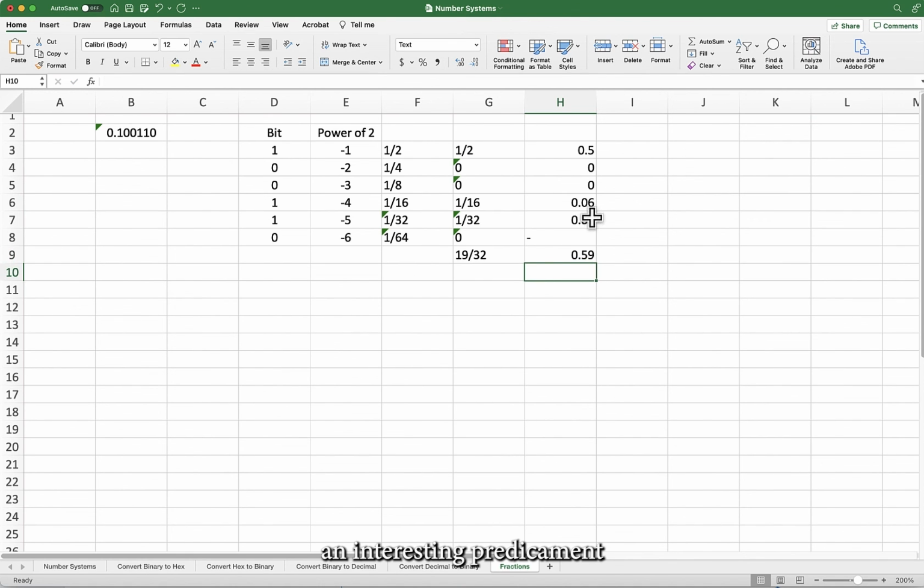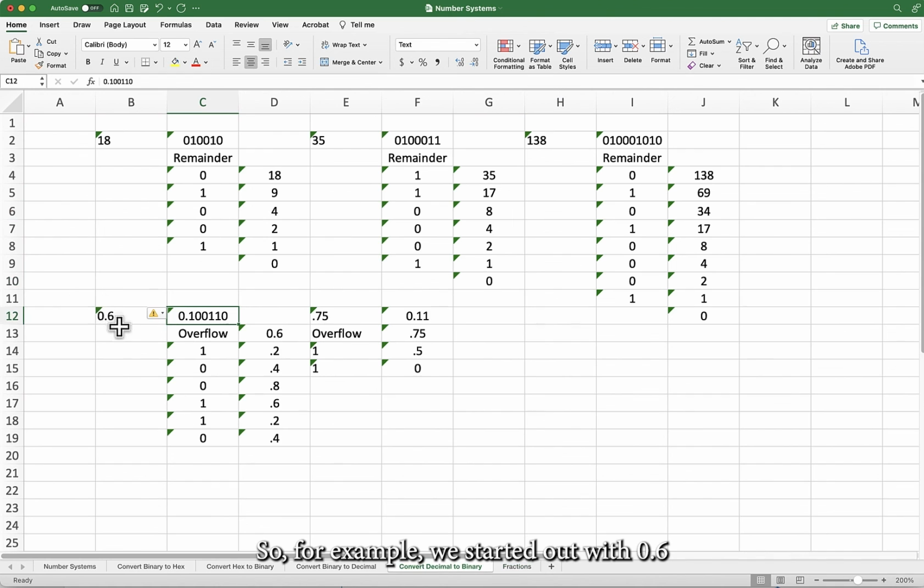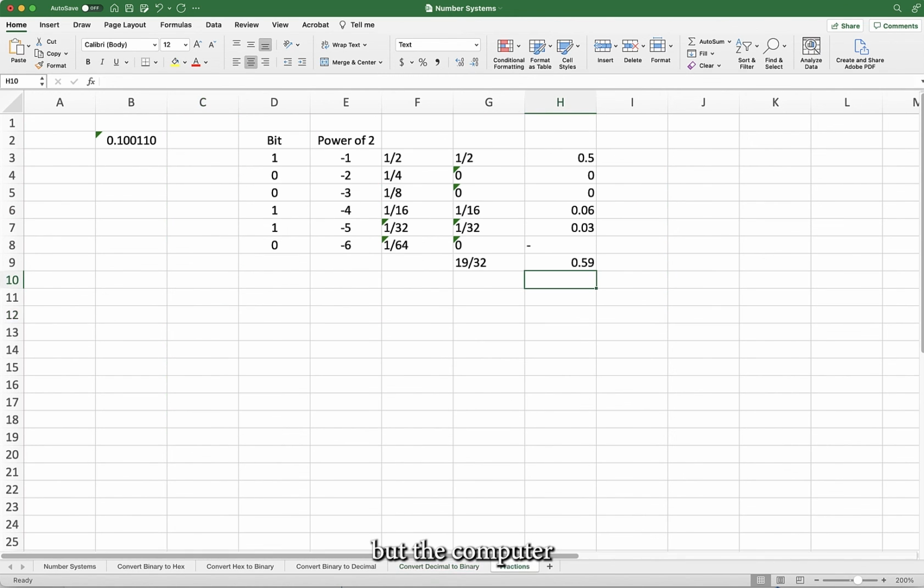So here's an interesting predicament, and this is common amongst all computers and calculators. A computer will never ever give you the correct answer unless you have something that in decimal will directly convert to binary. It will always be off. So for example, we started out with what? 0.6, but the computer is going to store it as 0.59. That can be a real issue.